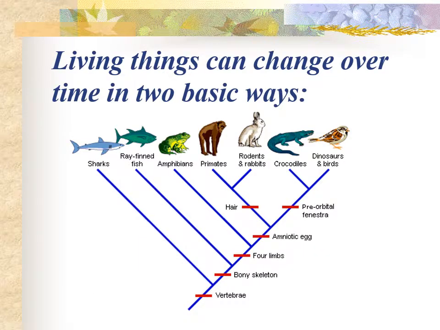So there's basically two ways that living things can change over time. This diagram here is called a cladogram, and you may see those as we work our way through the rest of this unit. It just shows relationships between one kind of animal to another.